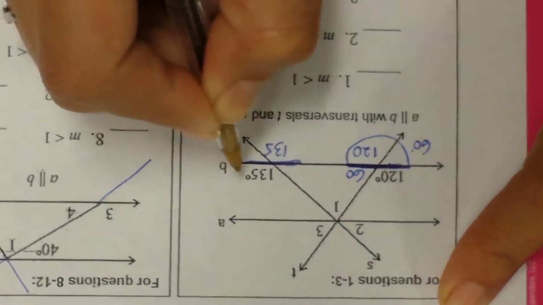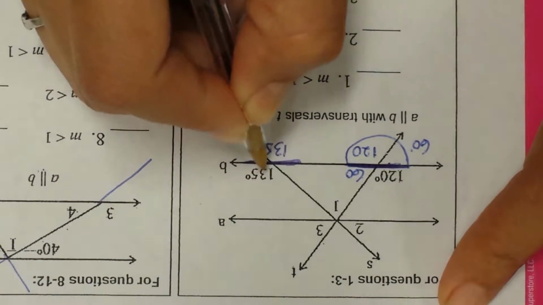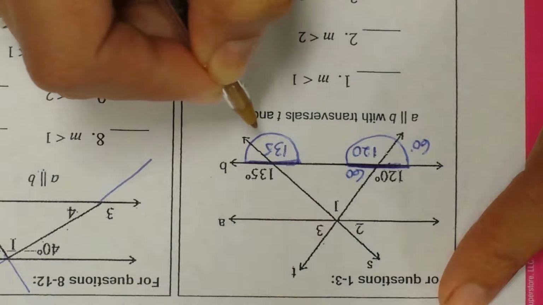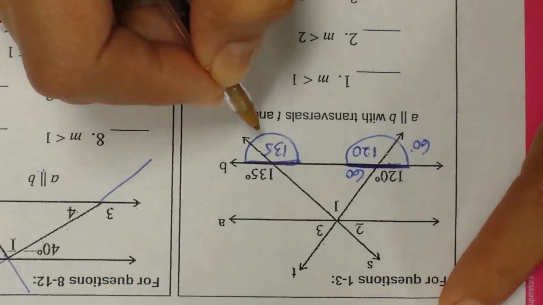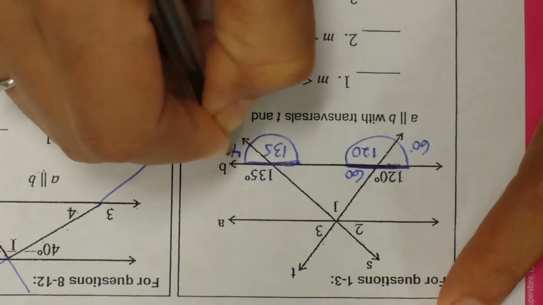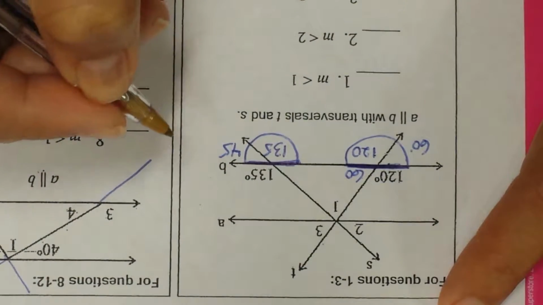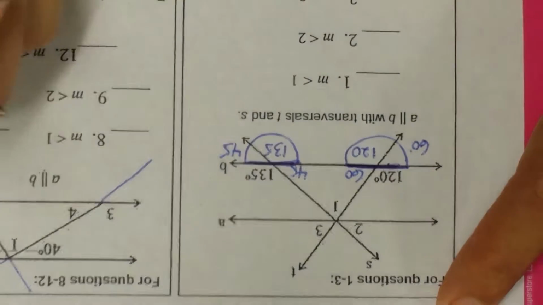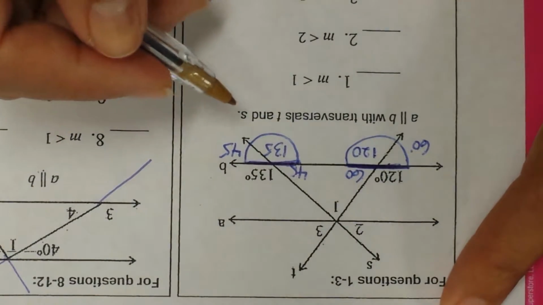All right, same thing over here. There's a straight line, linear pair. Has to add up to 180, again, semicircle. So 180 minus 135, 45. All right, again, go vertical to that, 45 again. So I always start off with vertical and linear pairs. Those are really super easy.